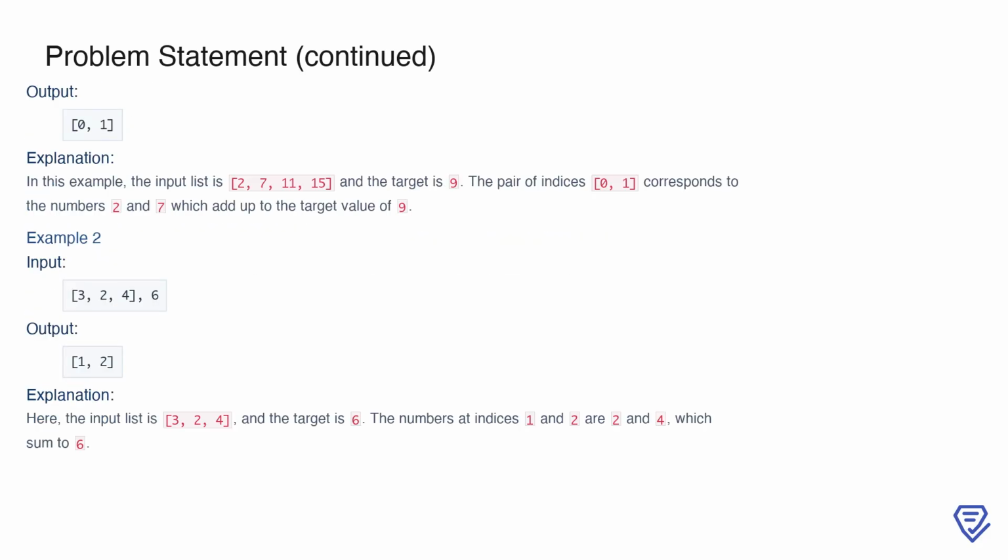Now, let's look at some examples to clarify the operation. In the first example, the input list is 2, 7, 11, 15, and the target value is 9. The output is 0, 1, which represents the indices of the numbers 2 and 7. These numbers add up to the target value of 9, making them the solution. In the second example, the input list is 3, 2, 4, and the target is 6. Here, the output is 1, 2, as the numbers at these indices, namely 2 and 4, sum to the target value. These examples illustrate the type of reasoning required to arrive at the correct output.